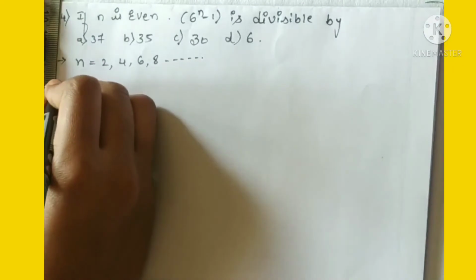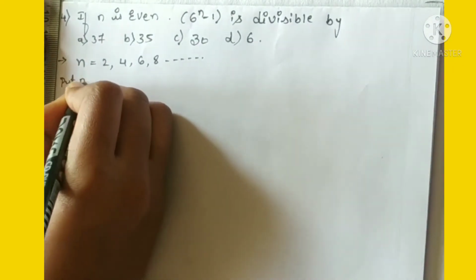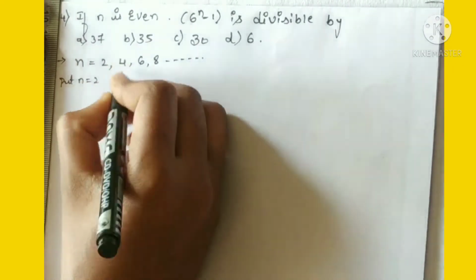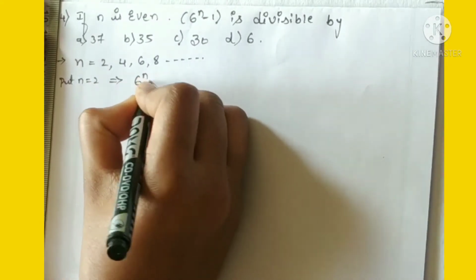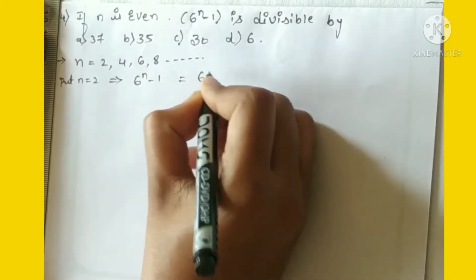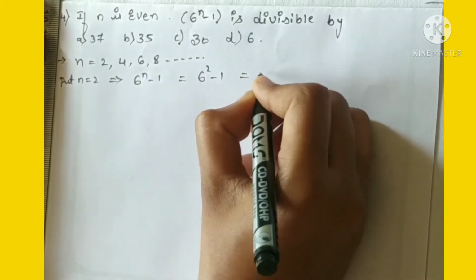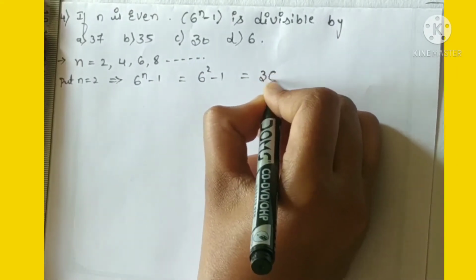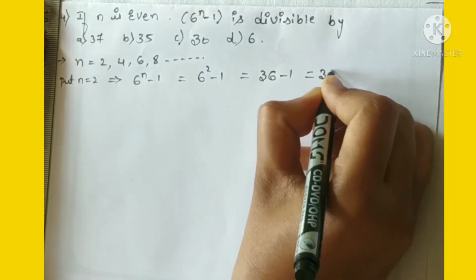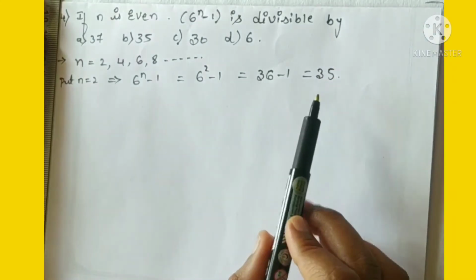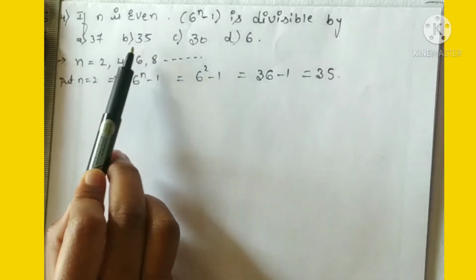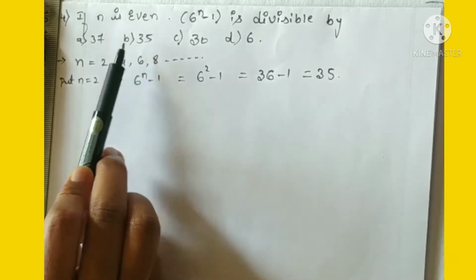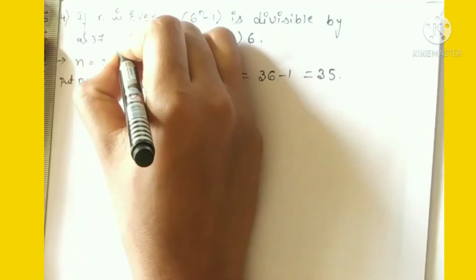When we consider n is equal to 2, 6 to the power of n minus 1 will become 6 to the power of 2 minus 1, that is 36 minus 1, which is equal to 35. This 35 is exactly divisible by 35 itself from option B. So option B is a correct answer.